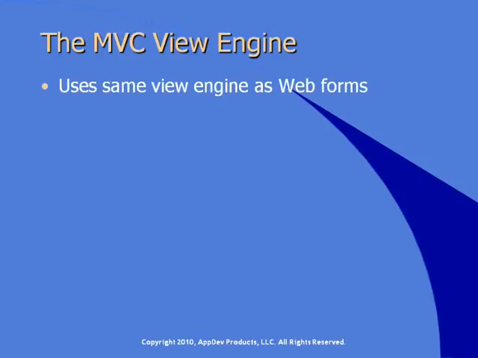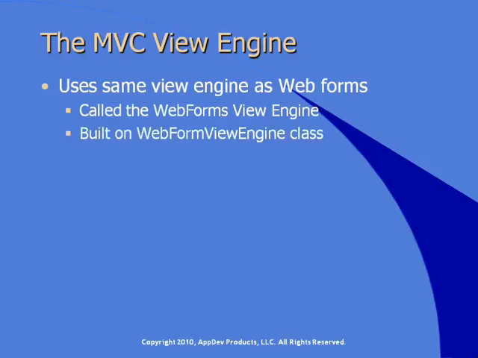It might surprise you a bit to find out that behind the MVC view is, by default, the same engine used by ASP.NET Web Forms. Appropriately enough, this engine is called the Web Forms View Engine. This engine is built on the Web Form View Engine class, which provides many of the most useful ASP.NET features, including master pages, server controls, some types of caching, design tools in Visual Studio, and lots more.